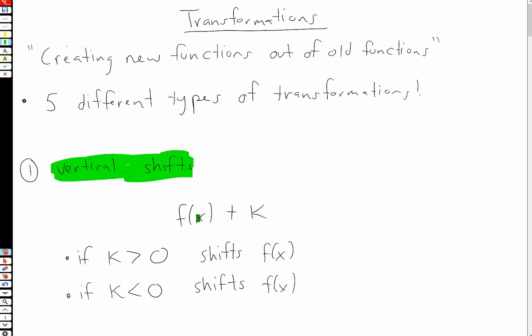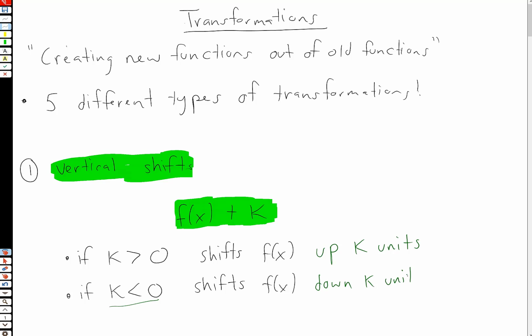And how do we do that? We take our function and we add a constant on the outside. Okay, and I'm going to call this constant k. Now, if k is greater than 0, this is going to shift f of x up k units. And if k is negative, this shifts f of x down k units. So let's see this in action.